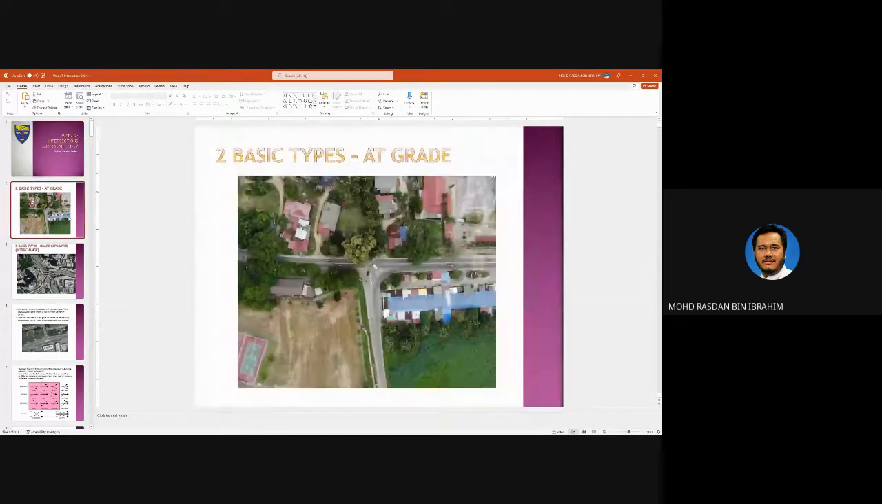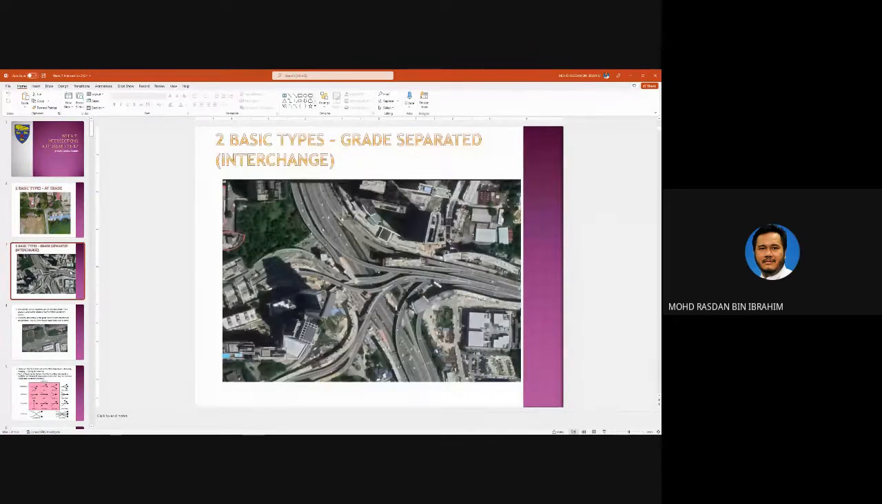So basically there are two types of intersections. The first one is at-grade, meaning that it is non-elevated. Everything happens at surface height. And the second type is interchange. Okay, so you can see that it gets very complicated when we start dealing with interchanges. It is grade separated.